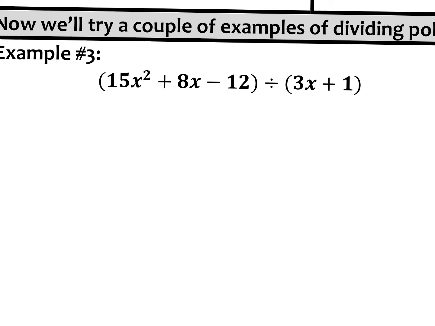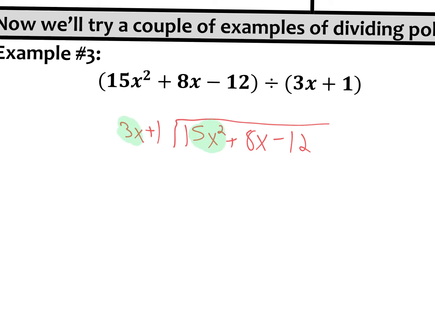So it's in standard form. And again, I put the first polynomial on the outside, and the second polynomial on the inside. All right, so our goal is to match the lead terms. What do I multiply 3x by to get 15x squared? Well, we practiced that. It's 5x.